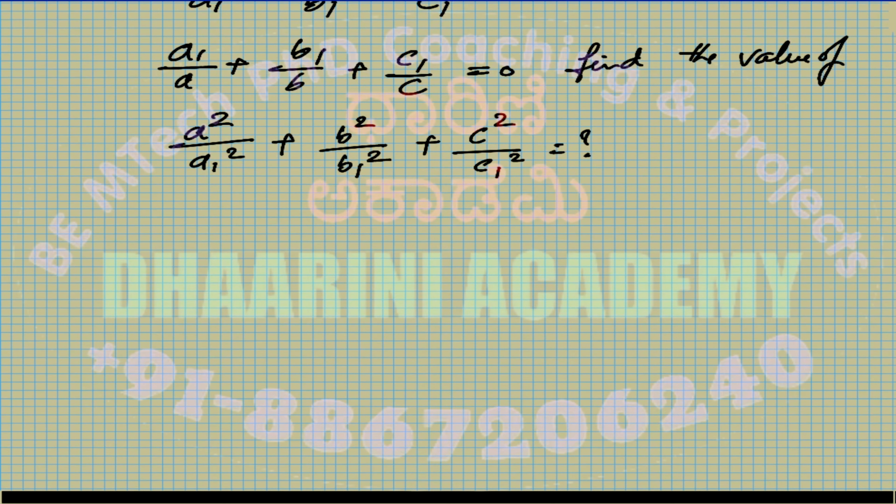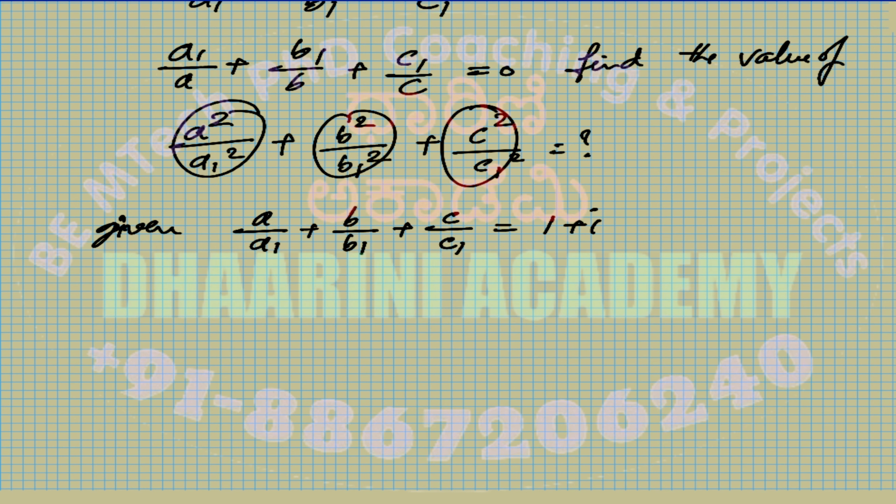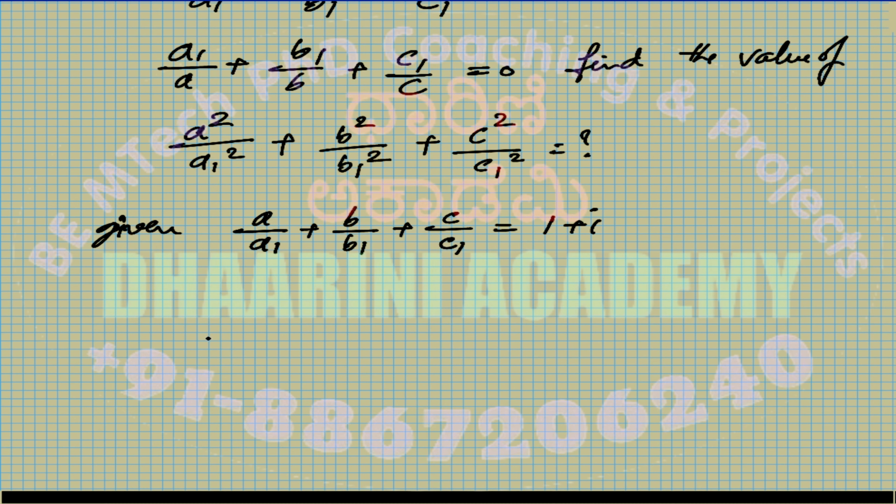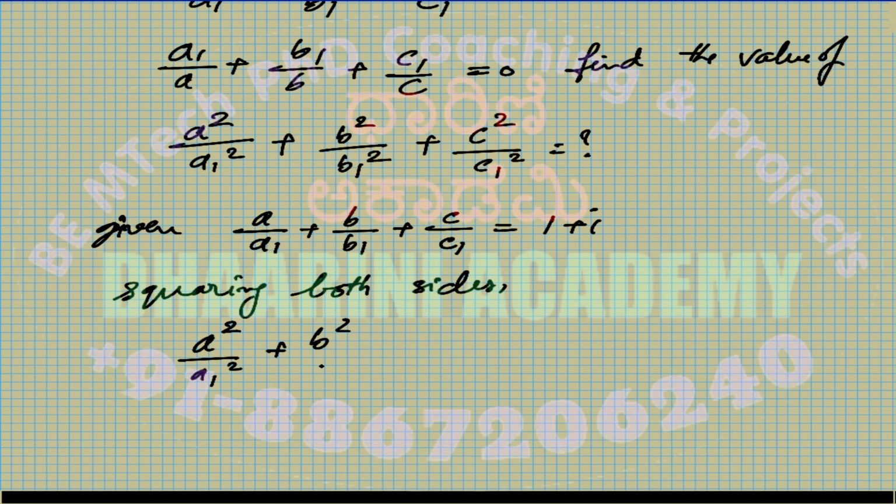So we start from what has been given. The given data is A by A1 plus B by B1 plus C by C1 is equal to 1 plus i. We need every term to be squared, right? So the only way to do this is squaring both sides. When you square, you get A square by A1 square plus B square by B1 square plus C square by C1 square.